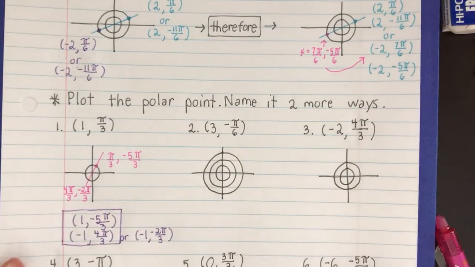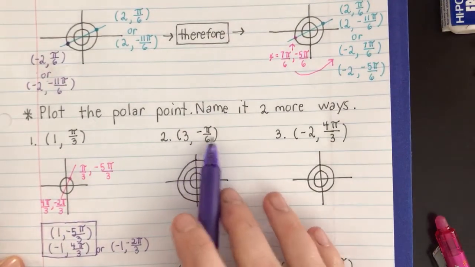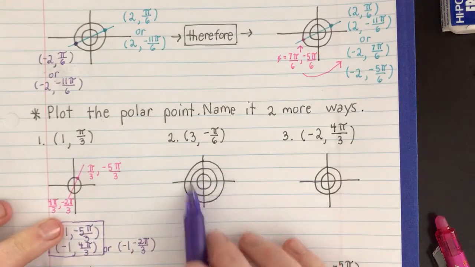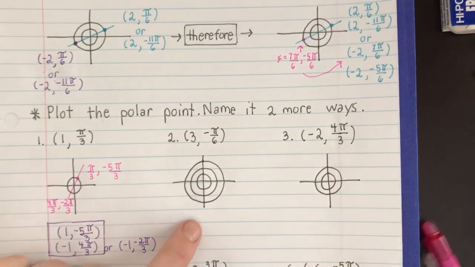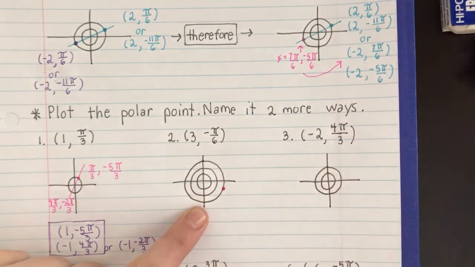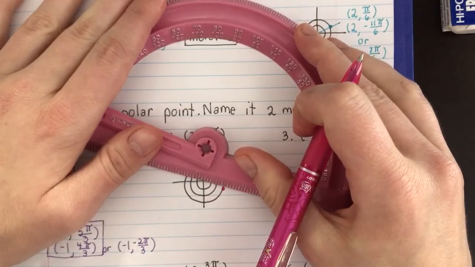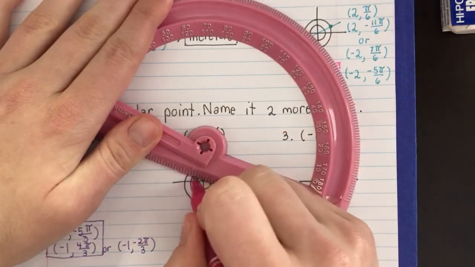Okay, so now let's look at number 2. So in number 2, we have 3 comma negative pi over 6. So notice I've drawn 3 circles here. So the distance is 3, the direction is negative pi over 6. So negative pi over 6 would be about there. Okay, I'll draw my line through the pole.